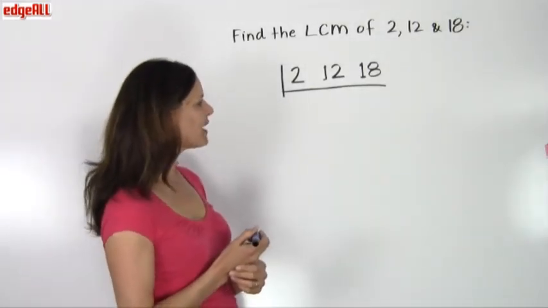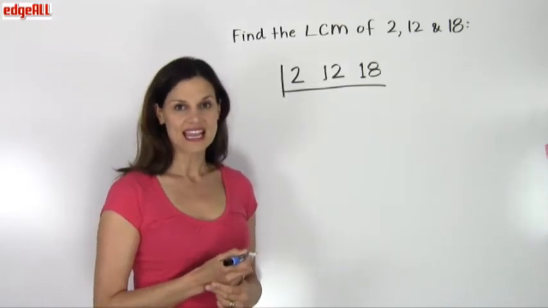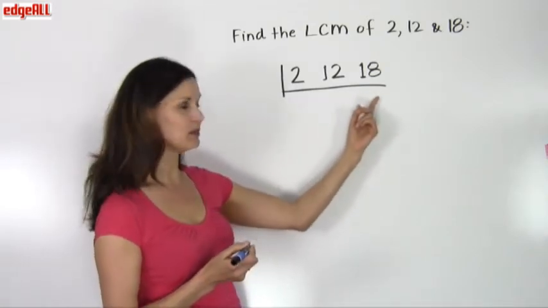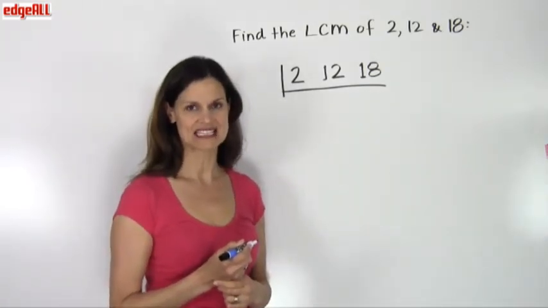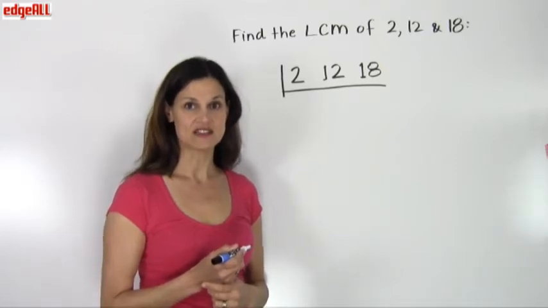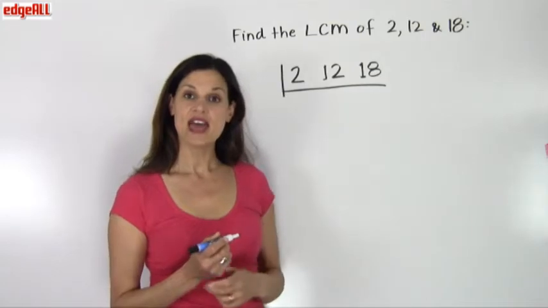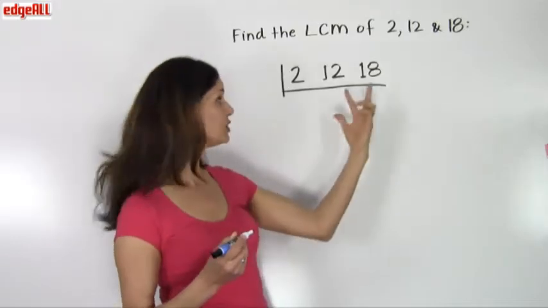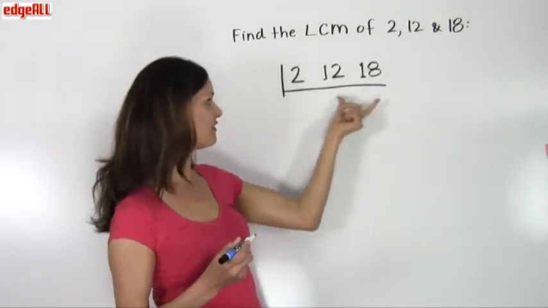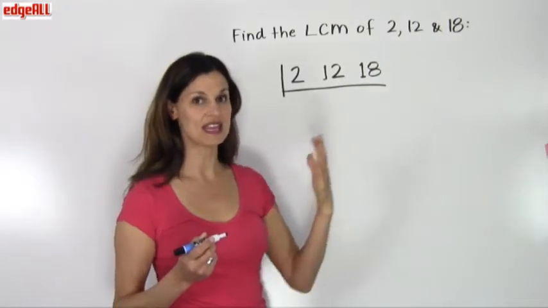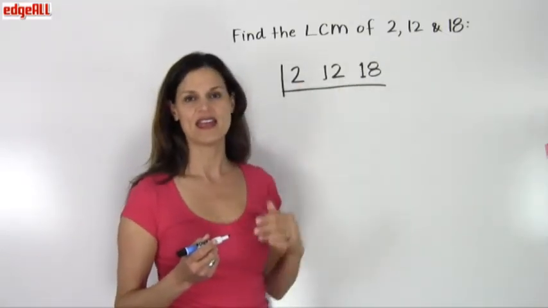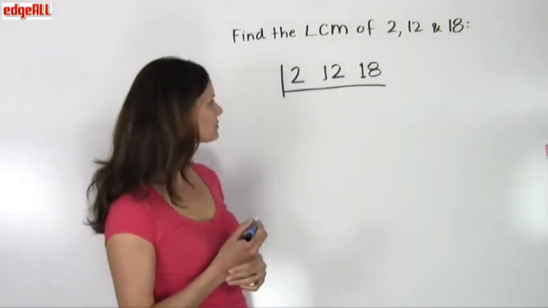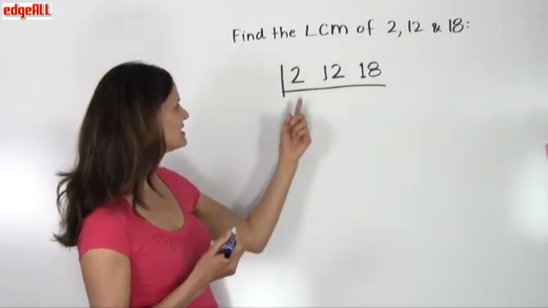So what I want to do is find a number greater than 1 that evenly divides all three numbers. If I can't find a number greater than 1 that evenly divides all three of my numbers, then I look for a number greater than 1 that evenly divides two of my numbers, any two of them. And if I can't find one that evenly divides two of them, then I stop.